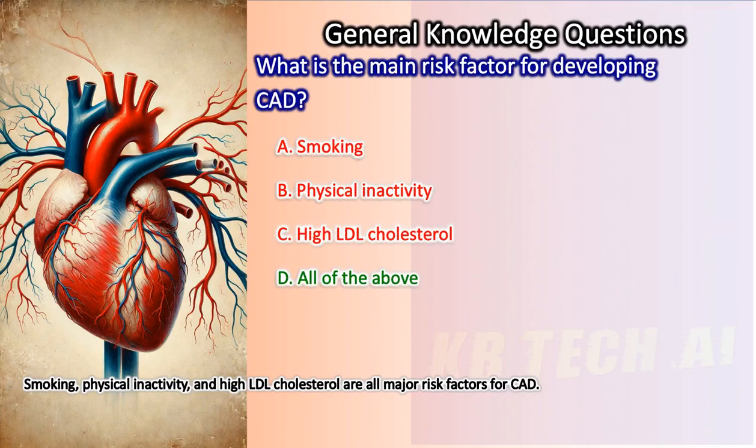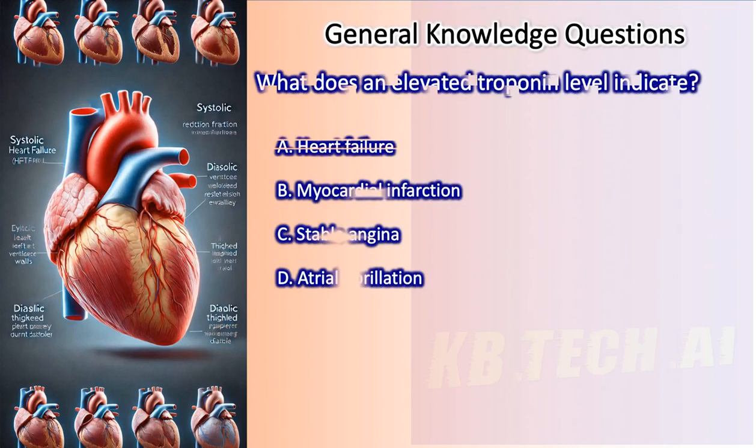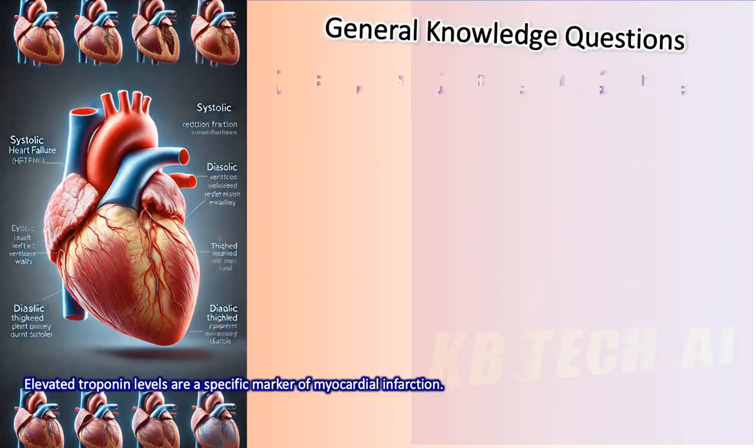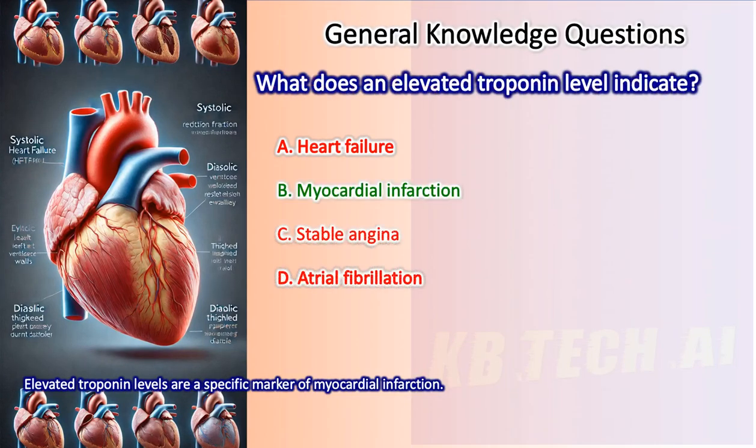All of the above. What does an elevated troponin level indicate? Option 1. Heart failure. Option 2. Myocardial infarction. Option 3. Stable angina. Option 4. Atrial fibrillation. The answer is option 2.